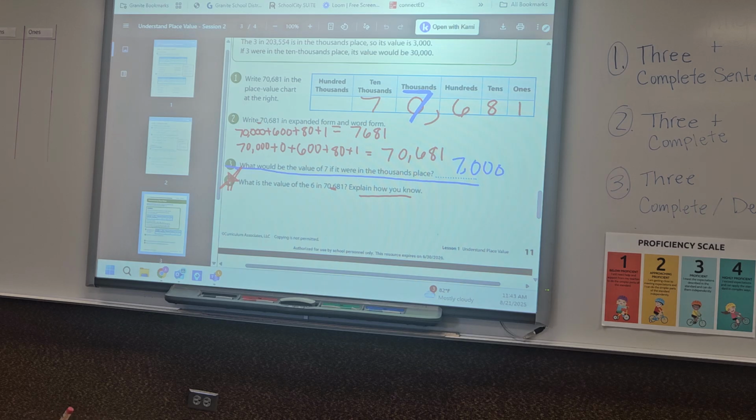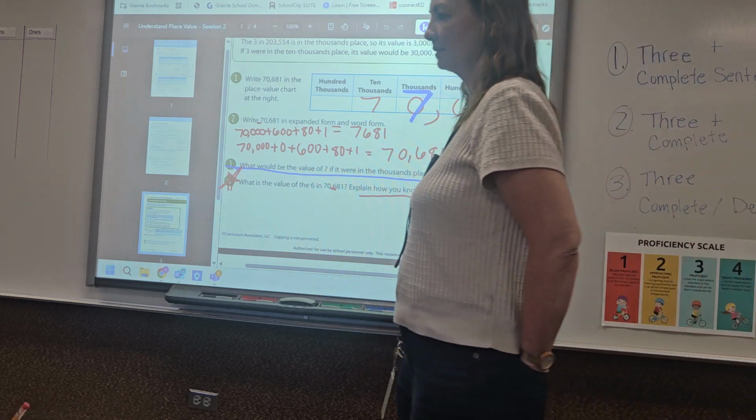Okay, so you need to write a nice sentence telling how you know the value of the 6 is 600. Not because your friend told you, not because your teacher told you, you know. If I asked you what was the value of the 8, you would be able to tell me how you know that. So how would you know? I see lots of you using the word because. And I see people using 2 sentences. Either is fine.